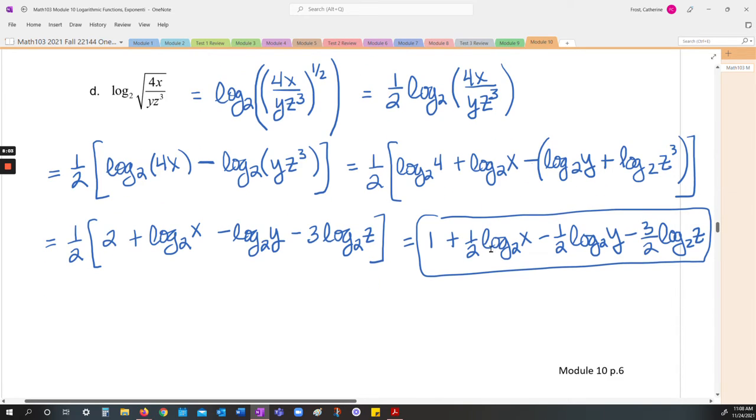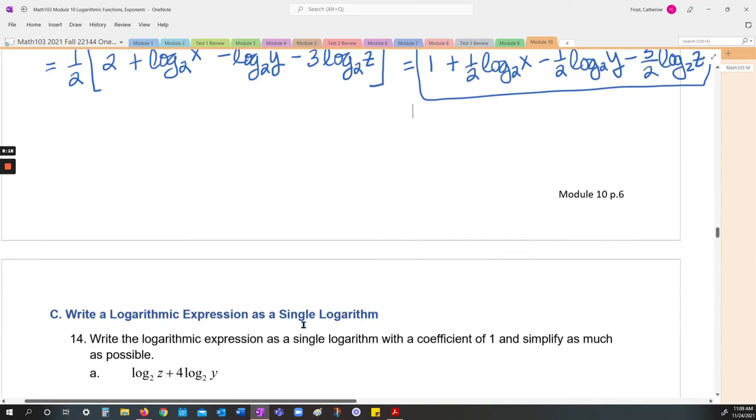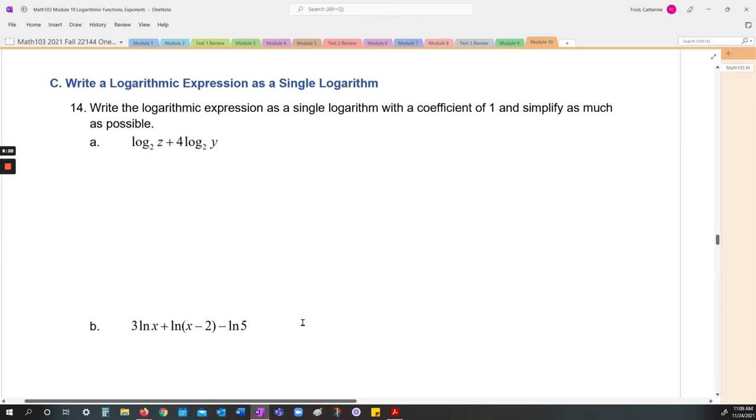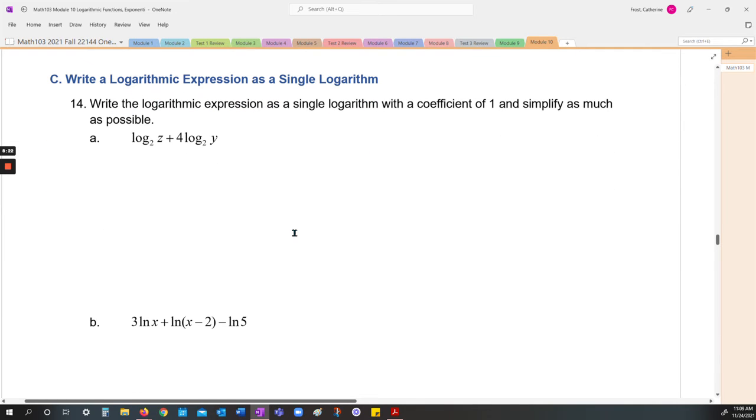All right, so here on this page, we spread out a log of something really complicated and got it so that all of our logs, whatever's inside, is as simple as we possibly could make it. So now we're going to do the opposite. And we're going to combine sums and differences of logs into a single one.